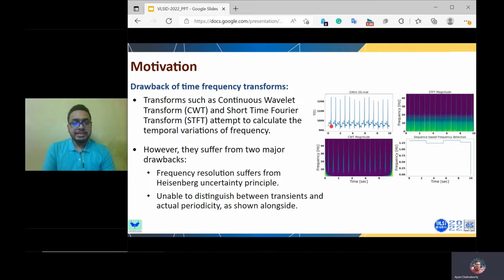For example, in this ECG signal, there are several spikes, each occurring at regular intervals, and each spike is made up of a large number of frequency components. Both of these time frequency transforms are able to capture the high number of frequency components making up a single spike, but they are unable to capture the periodicity of these spikes. That is, they are unable to capture the frequency at which these spikes are occurring. This crucial information is missing from both of these transforms. Our algorithm aims to solve this drawback by capturing that essential piece of information, as we can see here.